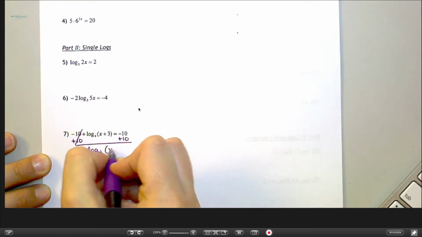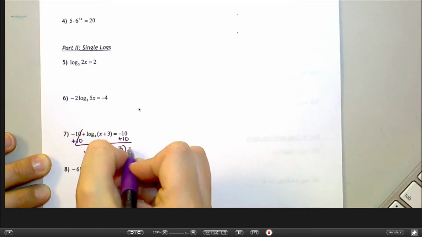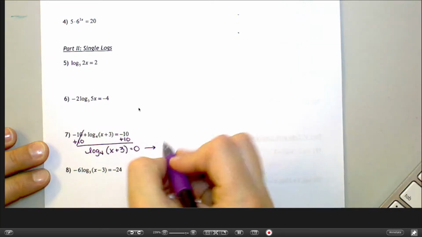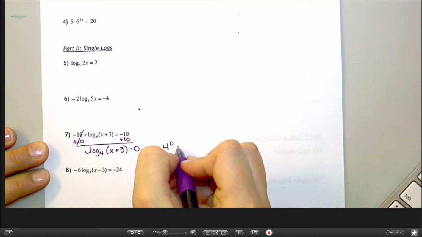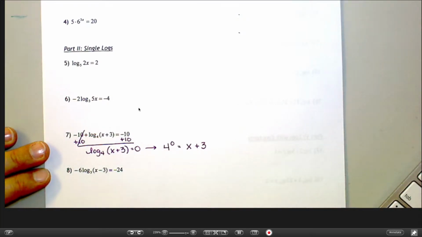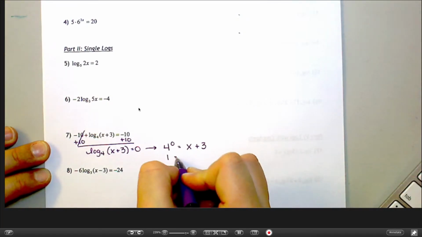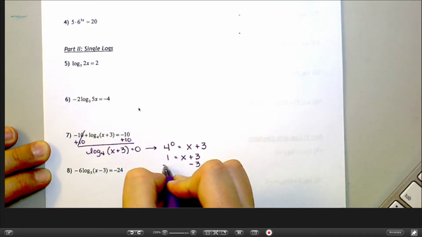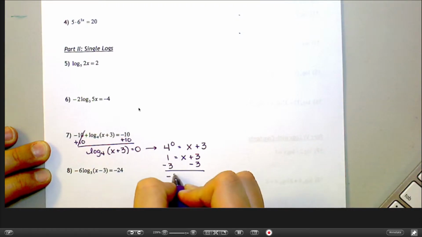So log base 4 of x plus 3 is now equal to 0. All right, so now that I have just log equals a number, I'm going to rewrite as an exponent. What would this look like in exponential form? Yep, 4 to the power of 0 is equal to x plus 3. Okay, 4 to the power of 0 does equal 1, yep. So 1 equals x plus 3, and then from there you could just minus 3, you get negative 2 equals x.